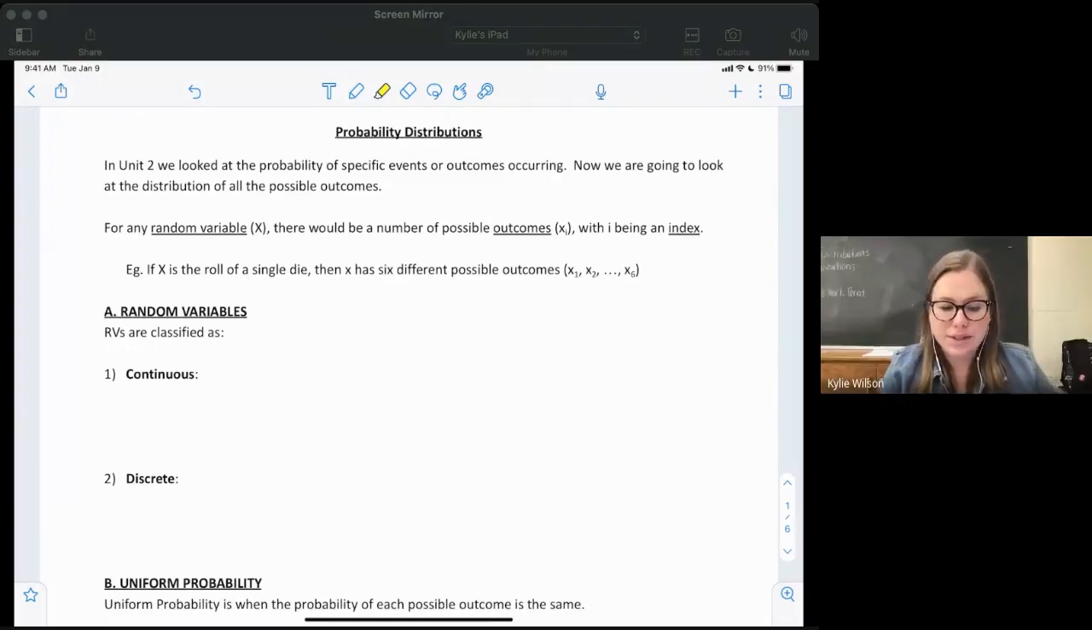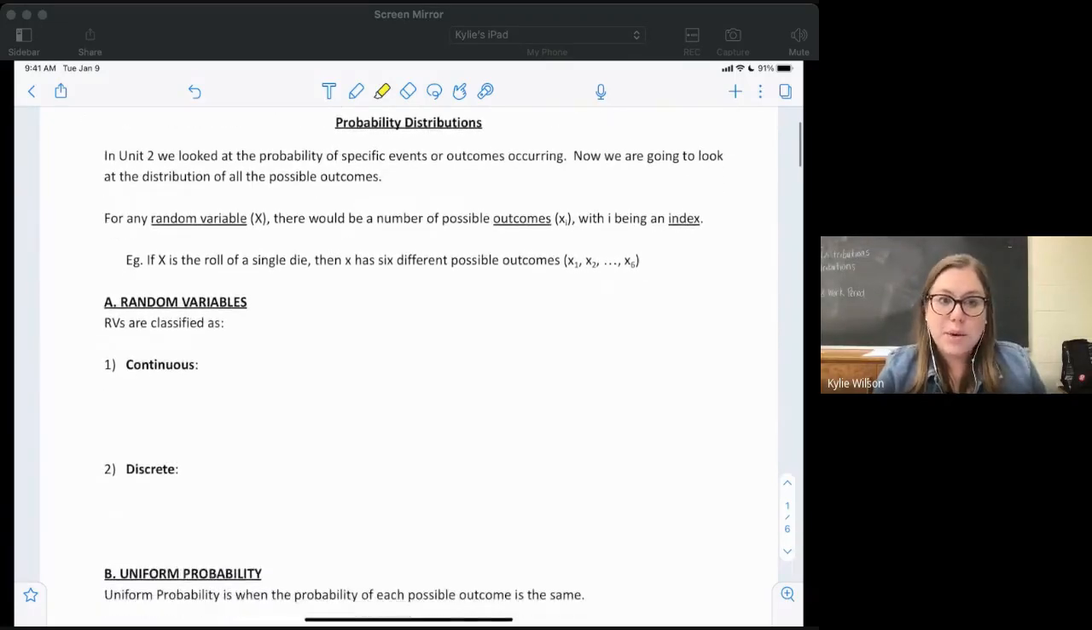All right, so we'll get started with our first lesson of Unit 3, Probability Distributions. To start, we're going to begin with a few different definitions, talk about a couple of things that we need to discuss before we get started, and then we'll do some examples.